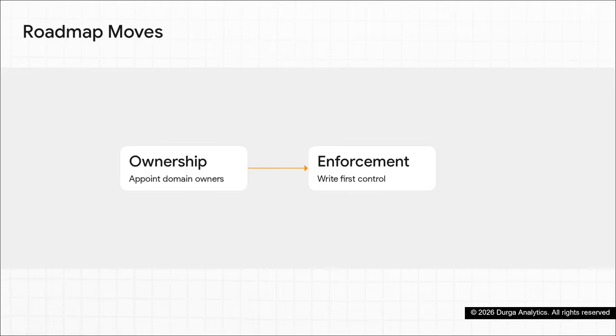Step 1. To move your ownership dimension from developing to defined, your concrete move is to formally appoint domain owners. That's it. Step 2. To move your enforcement dimension from initial to developing, you write and enforce your very first data quality control. Every move must be specific, measurable, and prove beyond a shadow of a doubt that you are actively advancing up that maturity scale.